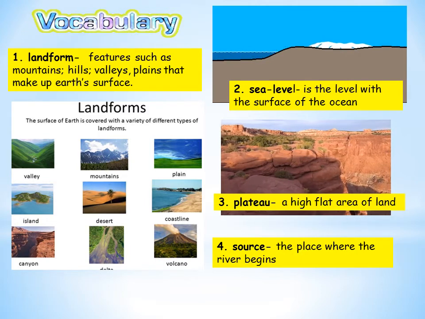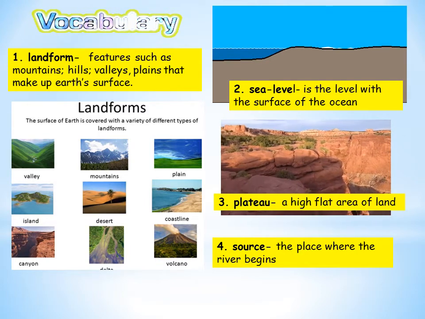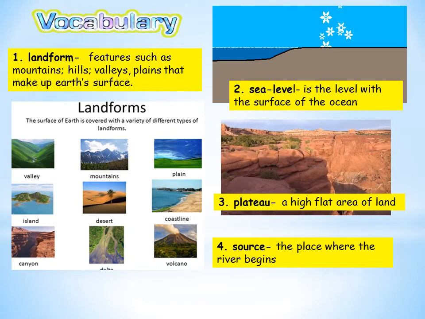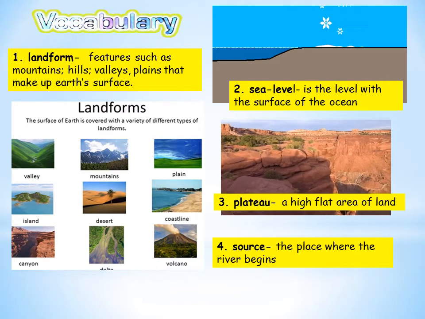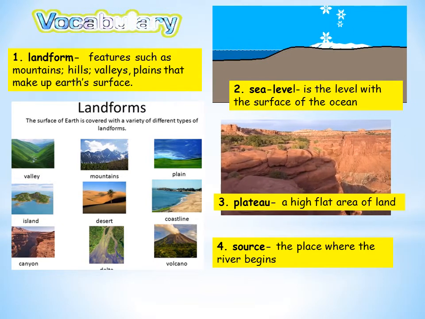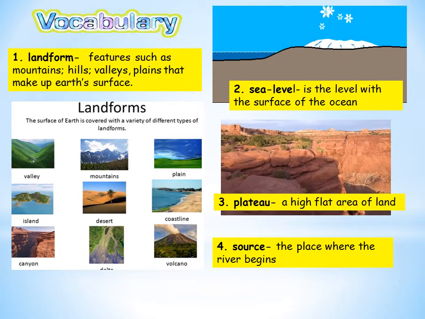Okay, number 4 is source, or the source of the river. It is the place where the river begins, or we can say that it is the original point from which the river flows, or it can be from spring, mountain, or lakes.